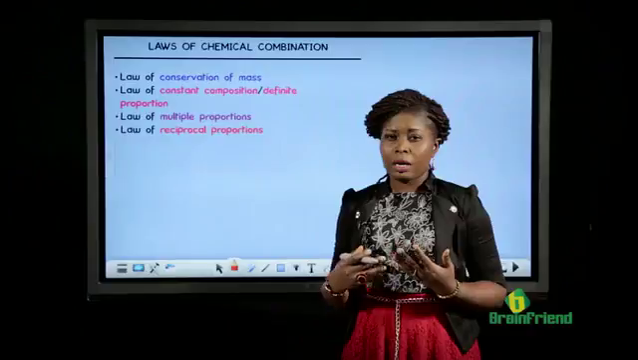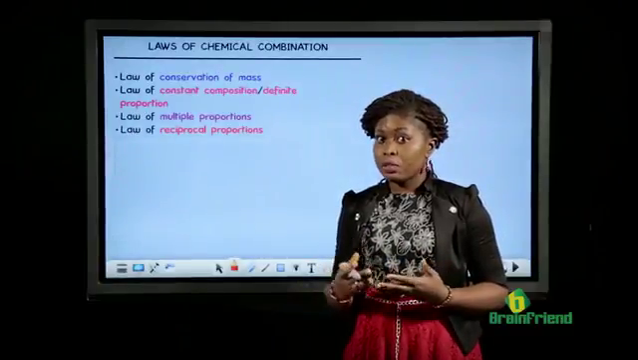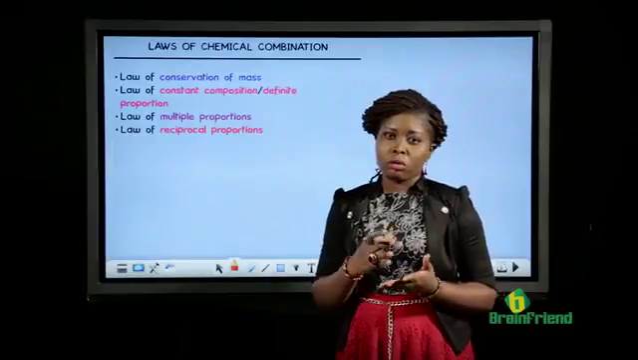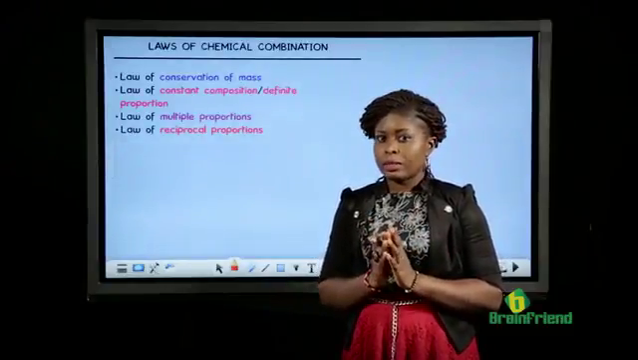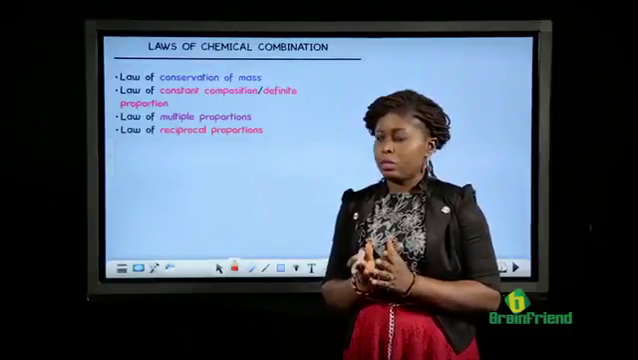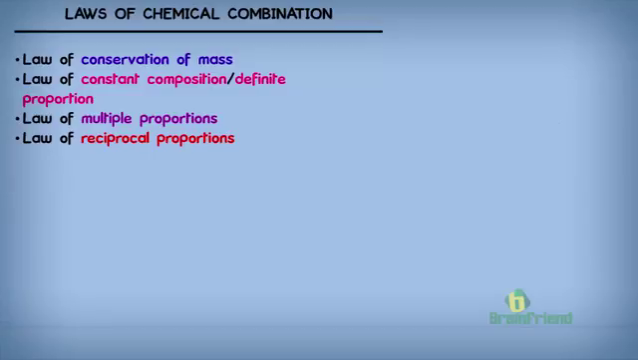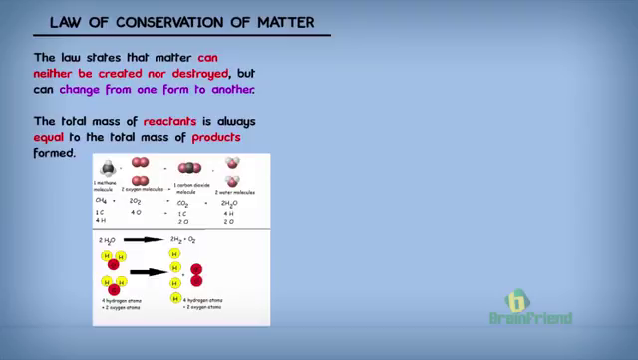Now, when it comes to how elements combine with themselves and with other elements in a chemical reaction, there are some laws that govern this action, okay? Those laws are known as the laws of chemical combination. They are law of conservation of mass, law of constant composition or definite proportion, law of multiple proportions, and the law of reciprocal proportions. But for the sake of our class, we'll be treating the first 3 laws of chemical combination.